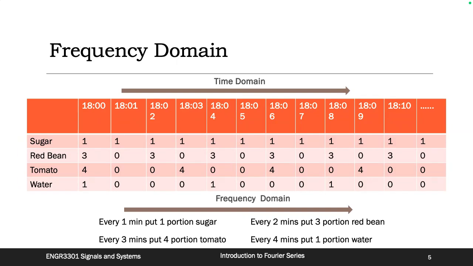Actually, what does frequency mean? How does frequency happen? Yeah, you can see if you observe, this is time domain, right? But for the frequency, you can see every 1 second you put 1 sugar. You notice that? Every 2 seconds you put 3 red bean. And every 3 seconds, you put 4 portion tomato. And every 4 seconds, you put 1 portion water. All right? So for the frequency domain, it means every 1 minute put 1, this is frequency domain.